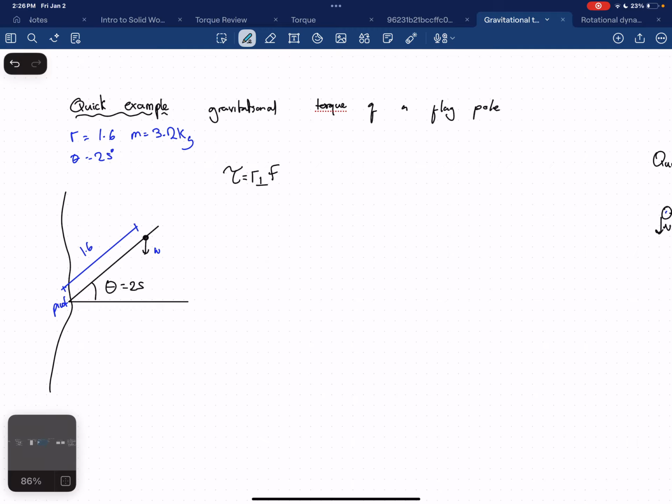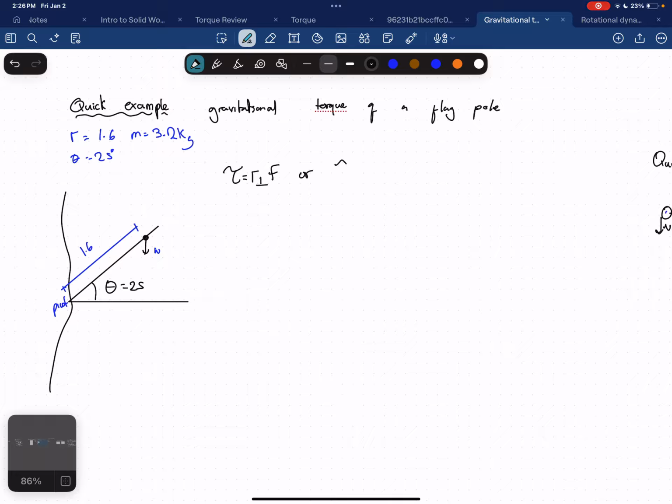So how do we calculate torque? We use the torque formula. We have two ways of doing this. You can use the moment arm, or if you want, you can use the perpendicular force component. But in this question, the moment arm is very easy to view. And in most questions involving gravitational torque, you want to use the moment arm.